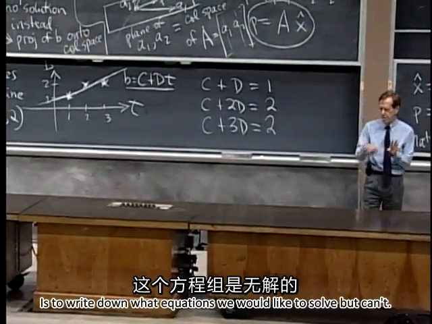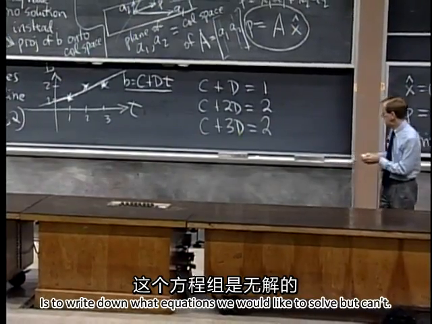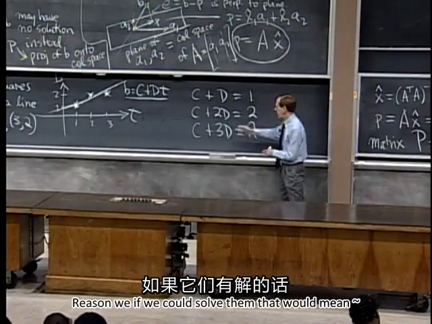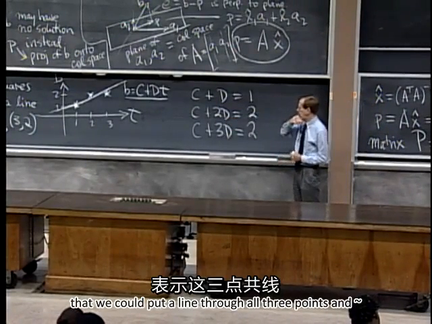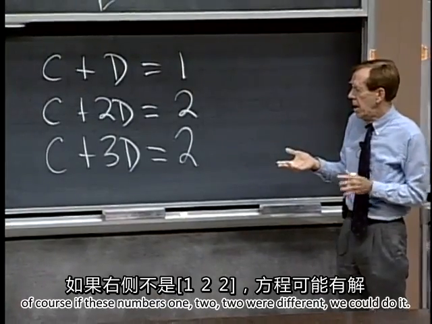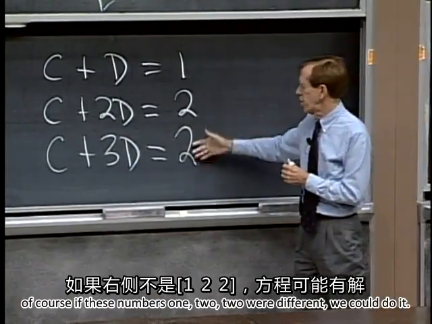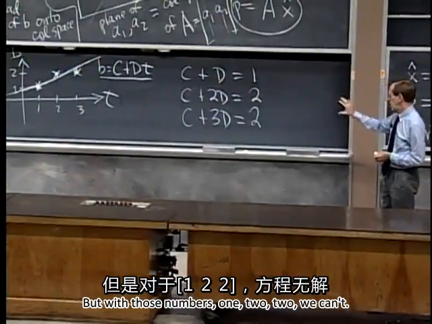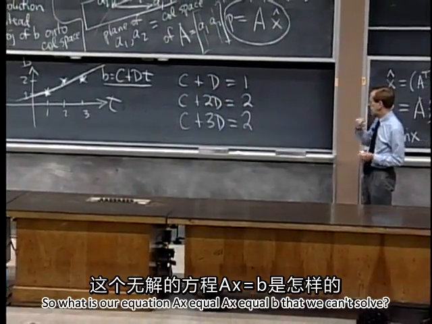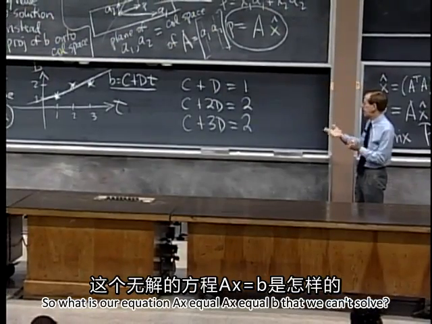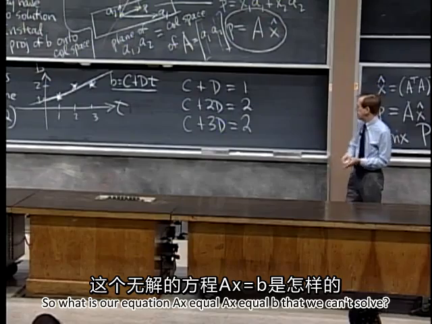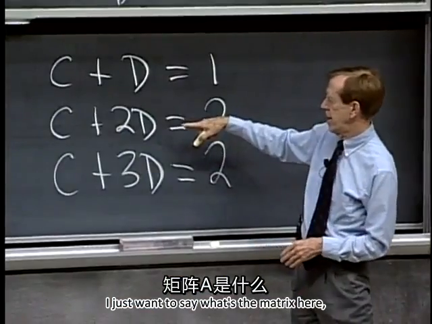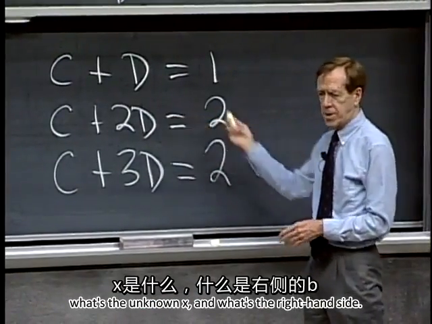That's the key: to write down what equations we would like to solve but can't. If we could solve them, that would mean that we could put a line through all 3 points. And of course, if these numbers 1, 2, 2 were different, we could do it. But with those numbers, 1, 2, 2, we can't. So what is our equation Ax equal b that we can't solve? I just want to say, what's the matrix here? What's the unknown x? And what's the right-hand side?